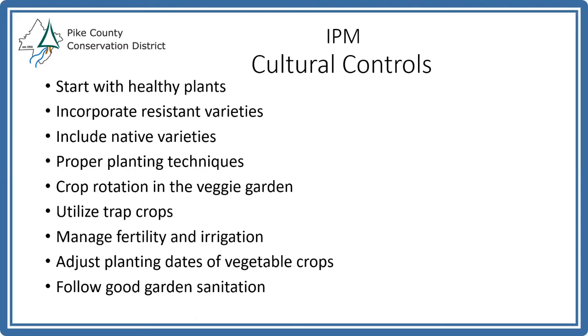Utilize trap crops. Some certain plants will attract insects to them rather than going to the plant you're trying to protect. For instance, I use nasturtiums in my garden because aphids like to go to them. So I'll sacrifice them rather than have the aphids go to the plants like my lettuce and whatever that I really want to keep for myself. Manage your fertility and irrigation. Again, remember, too much is not a good thing, and it's better to err on the side of less than too much with water.